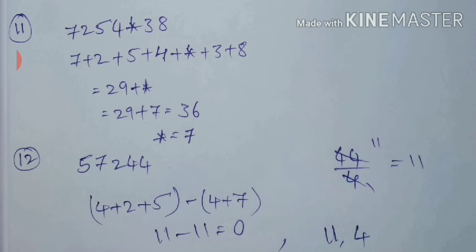557,244 is divisible by, sorry, the 11th one, the number 7,25,4*,38 is divisible by 9. Then the number which comes at the place of star is. So the divisibility rule of 9 is, if the sum of the digits of the given number is divisible by 9, then the number is divisible by 9. 7 plus 2 plus 5 plus 4 plus star plus 3 plus 8, that is 29. 29 plus star. So what is the next multiple of 9? 36. In place of star we use 7, then only it will become 36. So star equal to 7.